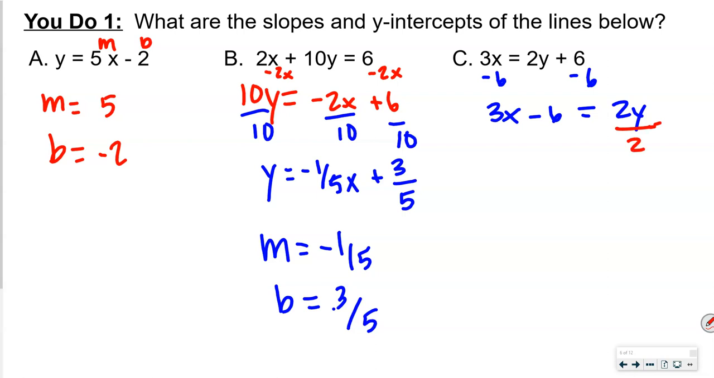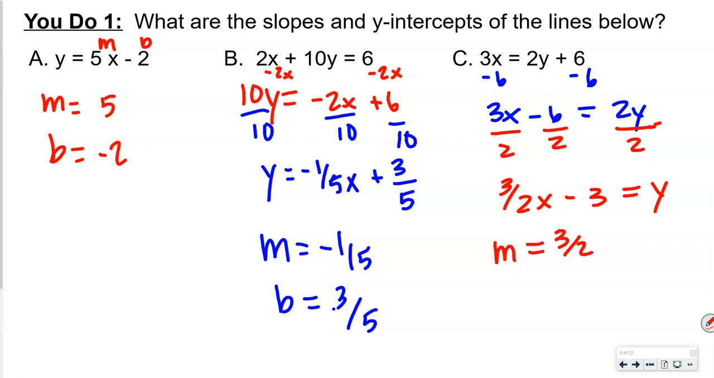If my pen would work. Everything by 2, right? Remember that? So that gives me 3/2 x minus 6 divided by 2 is 3, and then there's my y. So here again we got our coefficient that's attached to the x, so that's going to be our m. M is equal to 3/2, and b is going to be the constant, so b is equal to -3, okay?